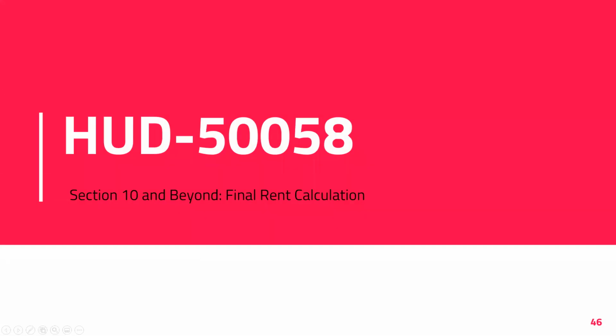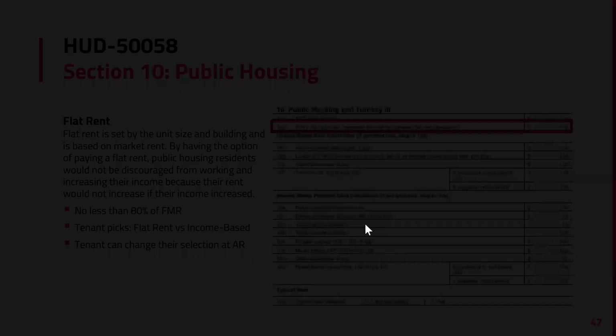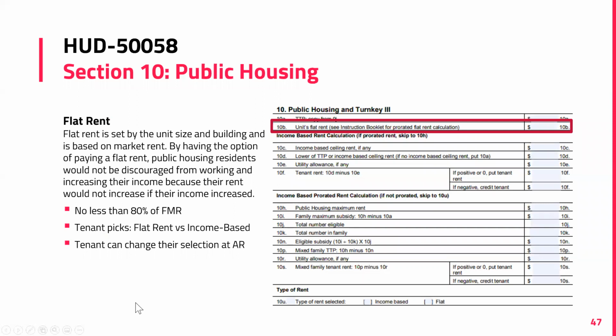Okay, now let's talk about specific sections in regard to the program types. So section 10 and beyond, and how we calculate the final rent information. So the first one, public housing. A quick reminder, this is that conventional housing version of HUD, okay? We have the flat rent. Flat rent is set by the unit size and building.